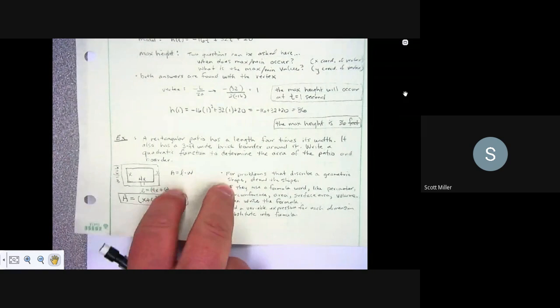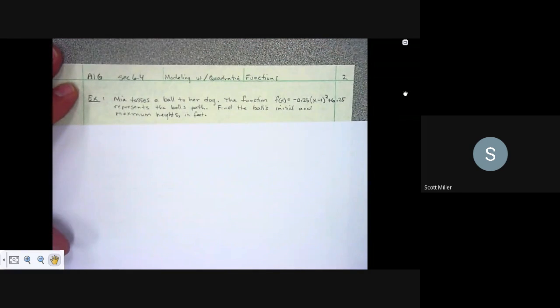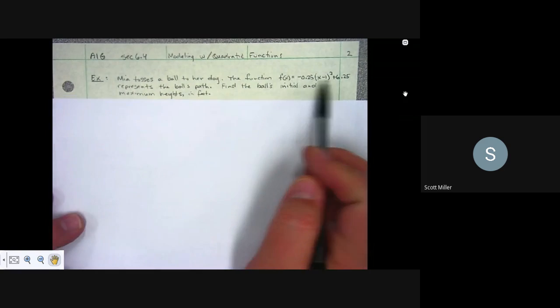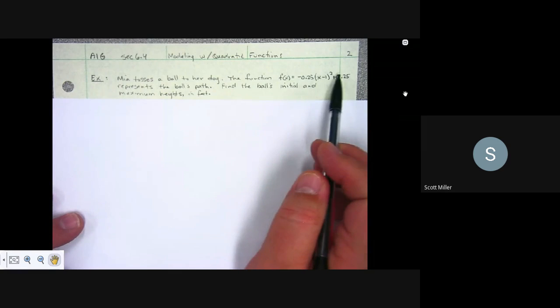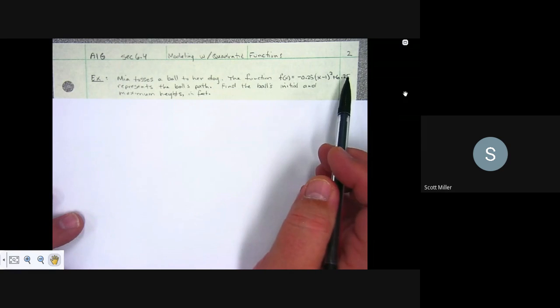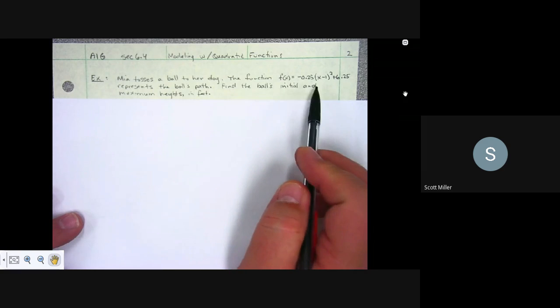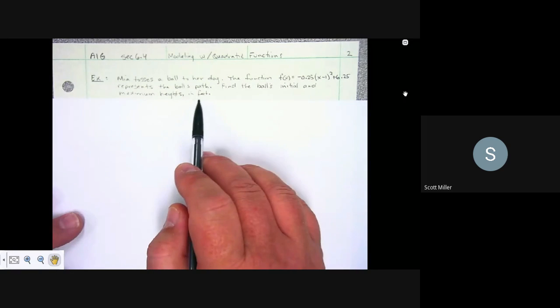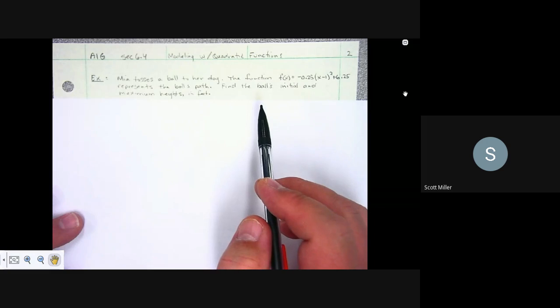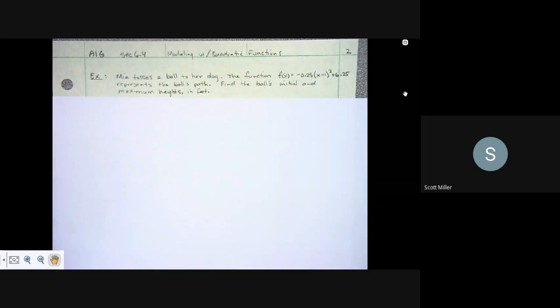Let's look at another question. So in this particular problem right here, Mia tosses a ball for a dog. This is the function that represents the ball's path. Find the ball's initial and maximum heights in feet. Okay, so what does this mean? How do we do this? Well, let's interpret what everything stands for.